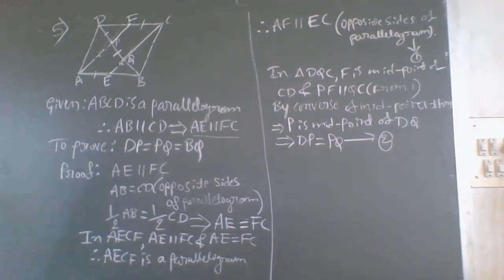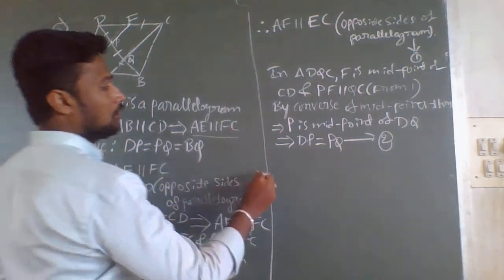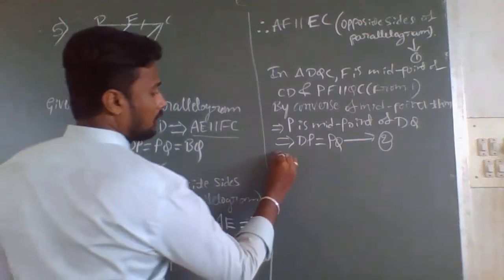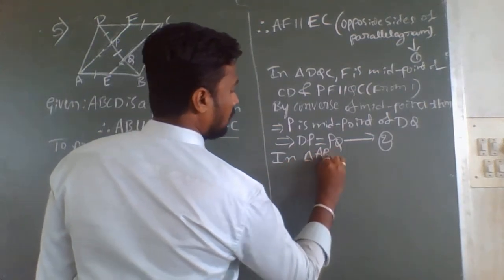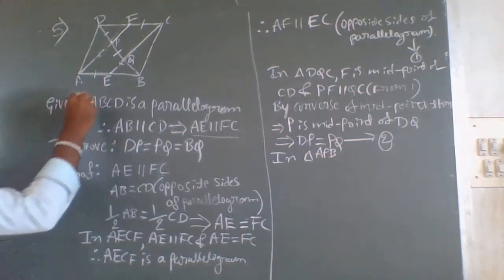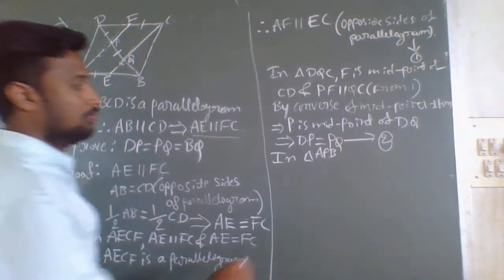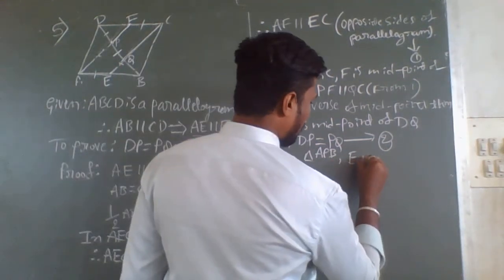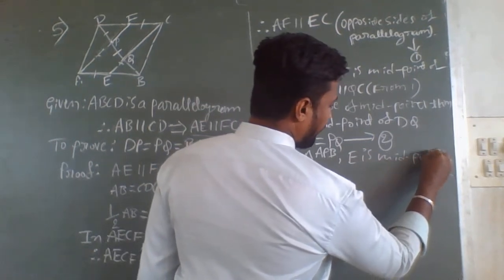So now we will consider triangle APB. Similarly, we will do that in triangle APB. Here, what we know is that E is the midpoint of AB.